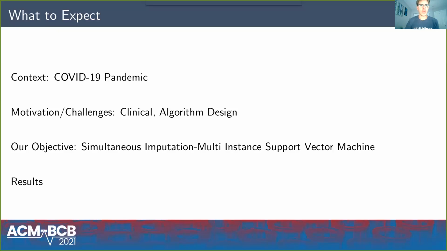Today, I'm going to present a multi-instance support vector machine with incomplete data for clinical outcome prediction of COVID-19. What to expect? We're going to begin with a little context talking about the COVID-19 pandemic. We will then motivate solving this problem by identifying some challenges in dealing with ICU clinical data. We will use these challenges to design our objective, the simultaneous imputation multi-instance support vector machine, and I will present how we optimize this particular objective. Then we end with our results.